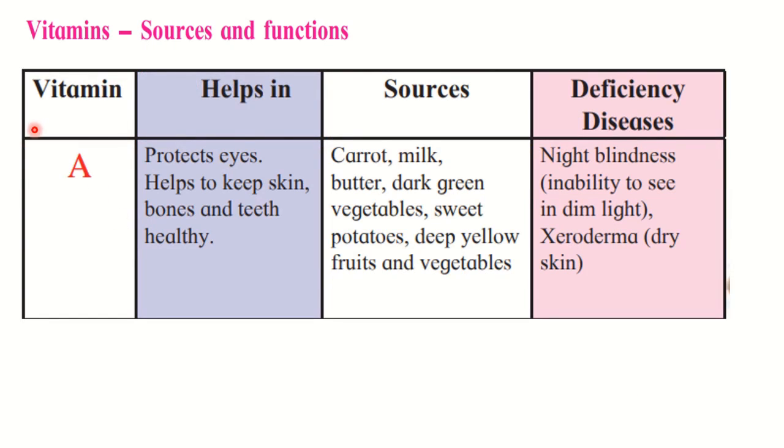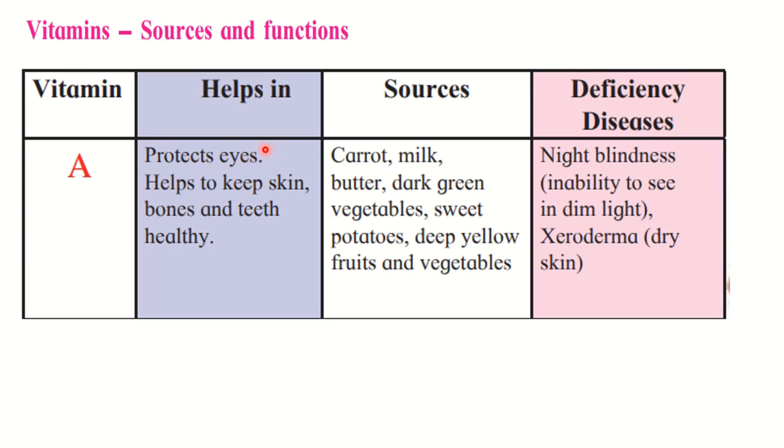Here in the table you can see the first column shows the vitamin. The second column is the uses and functions of the vitamins, that is, what functions they perform or how they help our body. Then the sources, and finally deficiency diseases. The very first vitamin is vitamin A. Vitamin A helps in protection of our eyes and eyesight. Also it keeps our skin, bones and teeth healthy. These are the important functions of vitamin A.